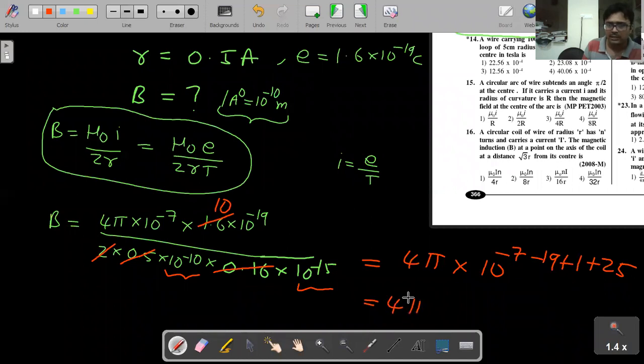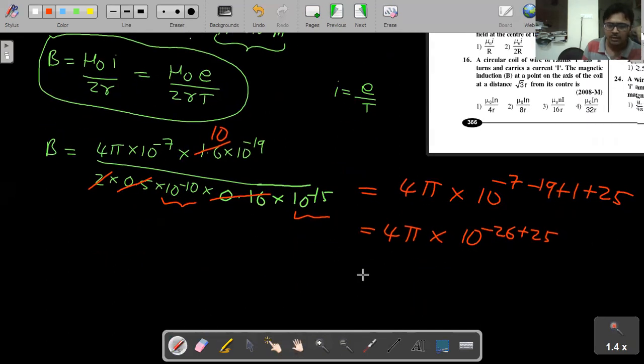So 4 pi into 10 power, minus 19 minus 7 means minus 26, plus 25. That is nothing but 4 pi into 10 power minus 1, which is 0.4 pi. That is the answer I got.